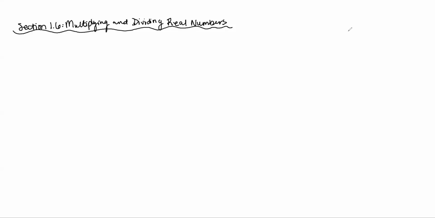Section 1.6, we're going to be talking about multiplying and dividing real numbers. So again, just working with positives and negatives like we did with adding and subtracting. Before we jump into any examples, let's go through the rules.